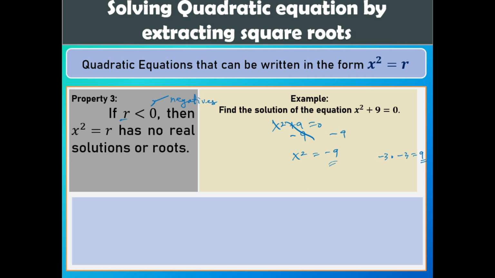So, ibig sabihin, pag kukunin natin yung square root ng negative number, makukuha natin yung square root ng x squared, right? Which is x. However, we cannot find the square root of negative 9. So, yung answer mo is no real solution. Okay? No real solution. Okay?